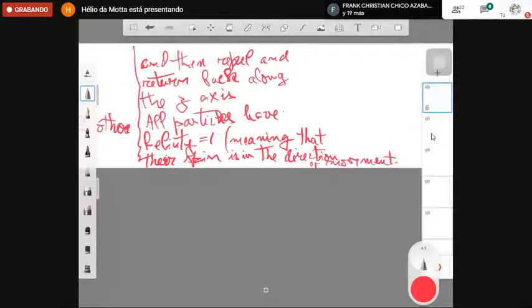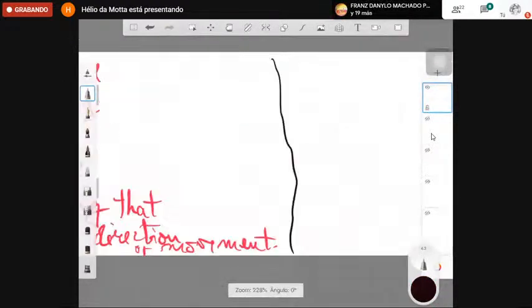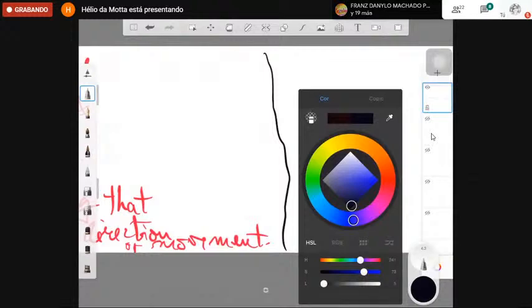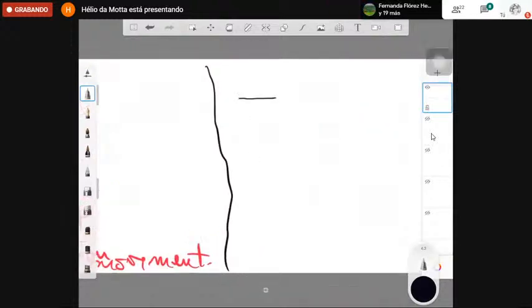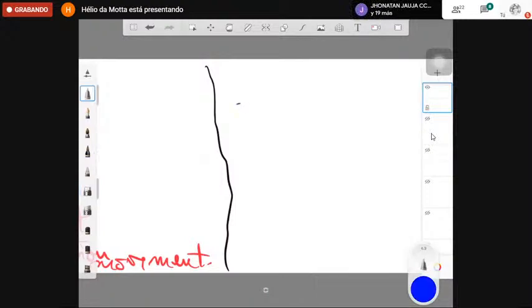Okay, so the situation we're describing here is the following. I have an electron coming this way. I want this to be in blue. Okay, so this is the electron, and the spin of the electron is in the same direction, so the spin is this way. If you consider the spin like an intrinsic rotation of the electron, it's spinning this way.